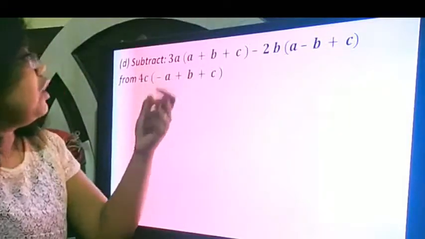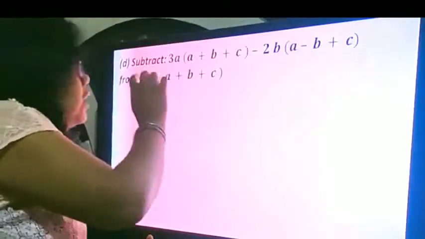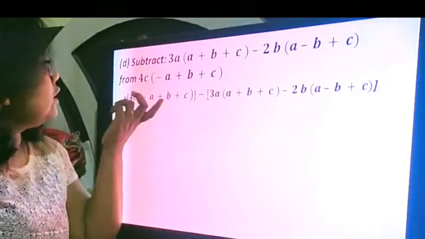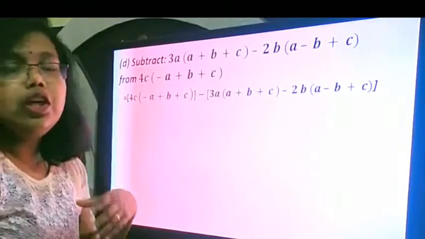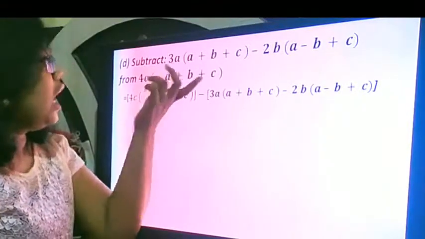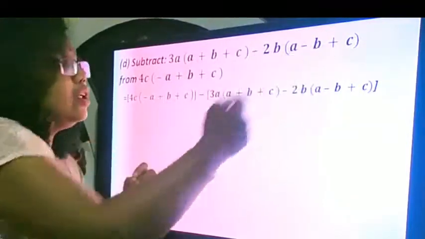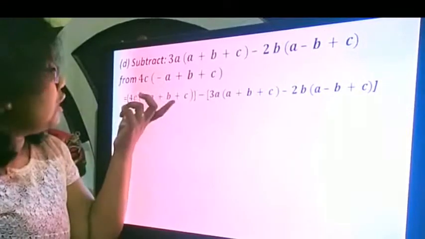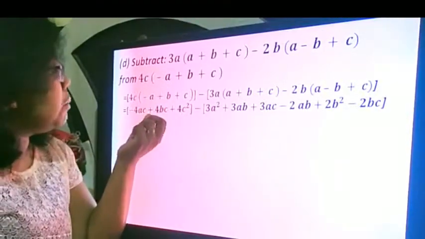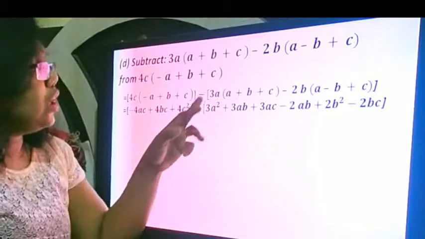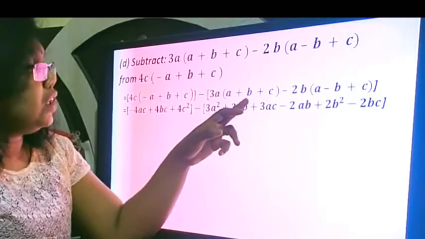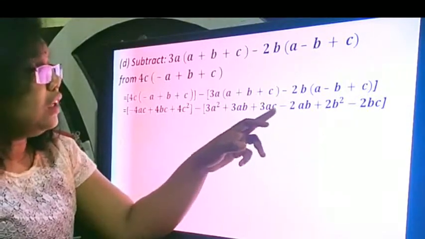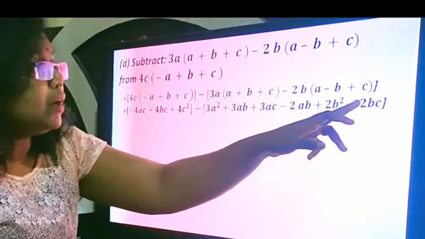Now next again we have to get this subtracted from the smaller one, you might think. So let's see how it is done. So first step, put what is going to subtract something from it first, and the second one would be the entire expression that is going to be subtracted. So this is put up in the bracket here. So solve this bracket and solve that bracket. So you get minus 4ac plus 4bc plus 4c square minus 3a square. Then here again, sorry, 3a square plus 3ab plus 3ac minus 2ab plus 2b square minus 2bc.